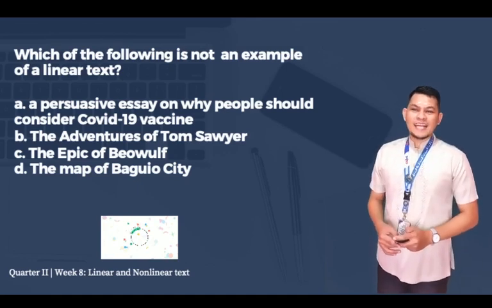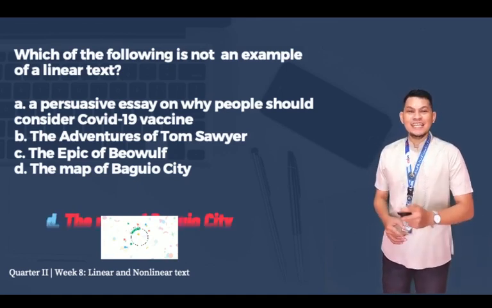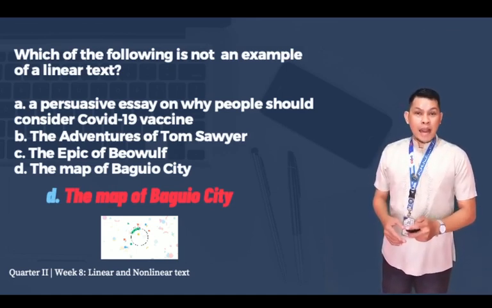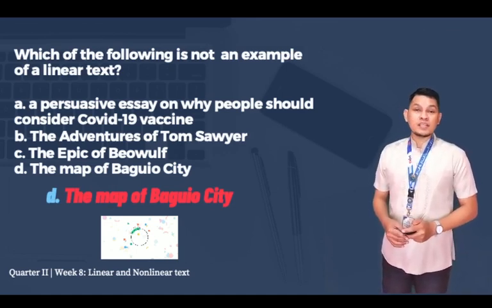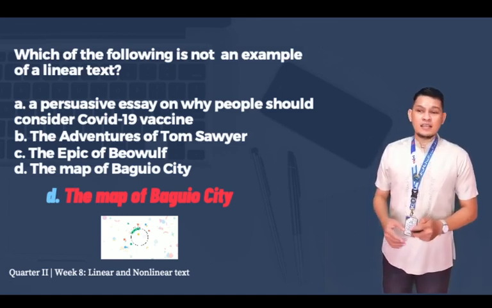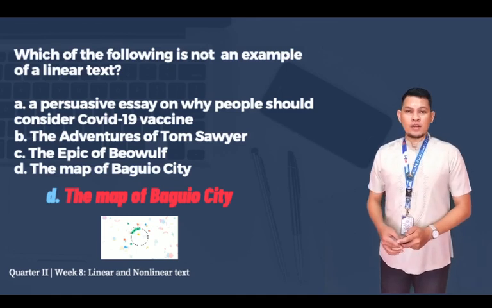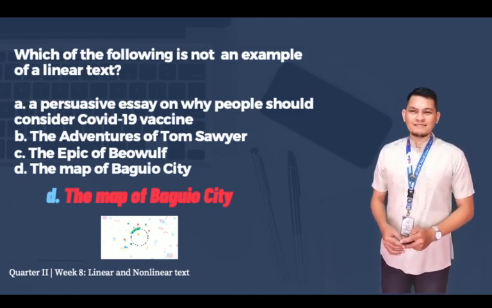Time's up. The answer is letter D. The Map of Baguio City. Excellent. A map is a diagrammatic representation of an area of land or sea, showing physical features, cities, roads, and more. Let's have some more.